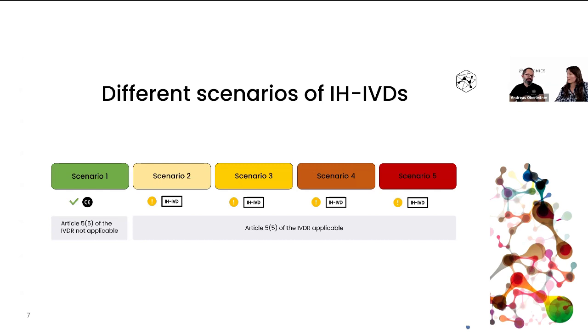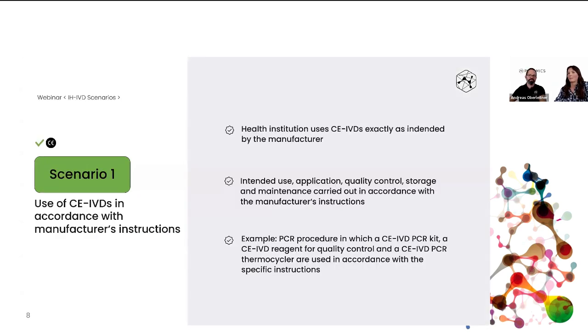Okay, so you're saying that we have definitely different types of scenarios here. How these scenarios look like, we will hopefully see, because I'm already very curious to learn more about this. But that also means that there is a scenario which is not an in-house device, which is just applying the CE-marked devices. Maybe we can start with that one. Would you like to dive a little bit into the different scenarios?